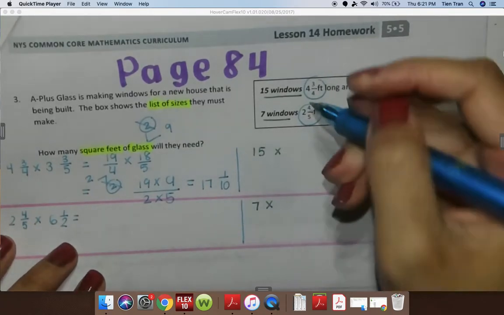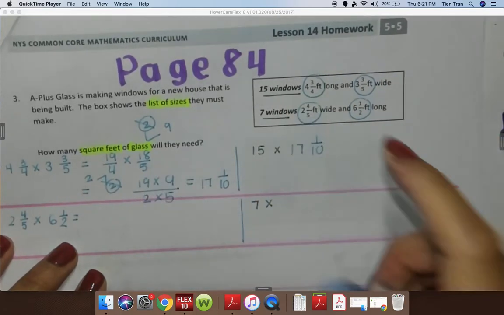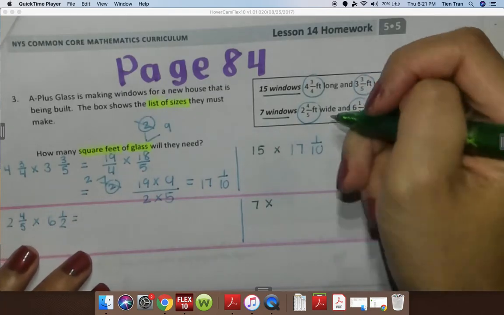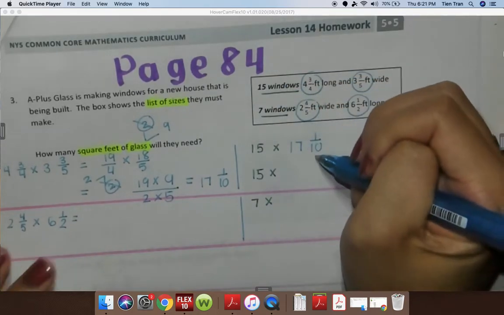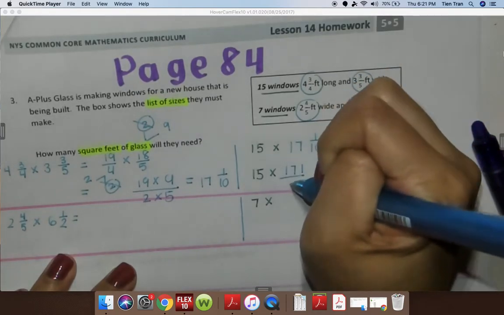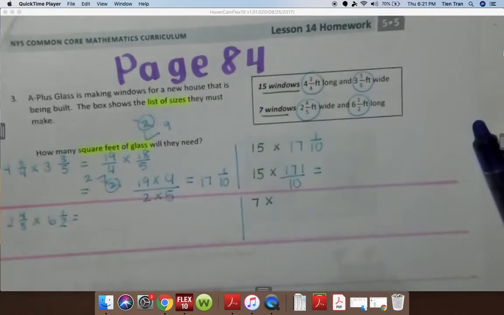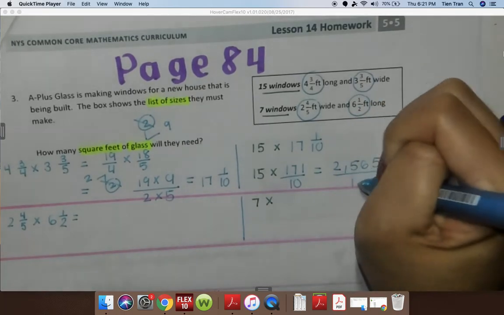When I get this number, I'm going to multiply 17 and 1/10 times 15 because there are 15 windows. So, same thing, I'm going to multiply 15 times 17 times 10 is 170, and 170 plus 1 is 171 over 10. Okay, so now I'm going to multiply 15 times 171, and that is going to give me 2,565 divided by 10.